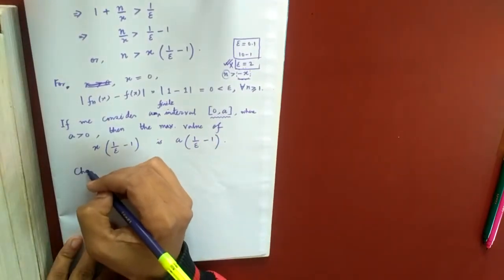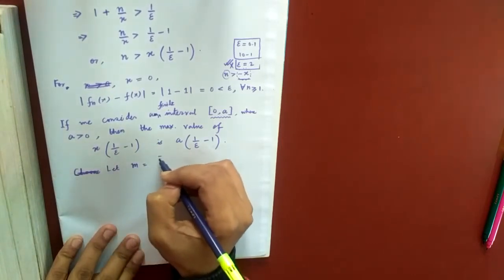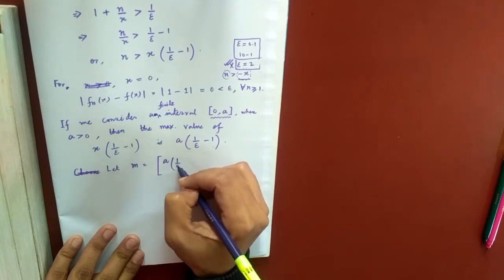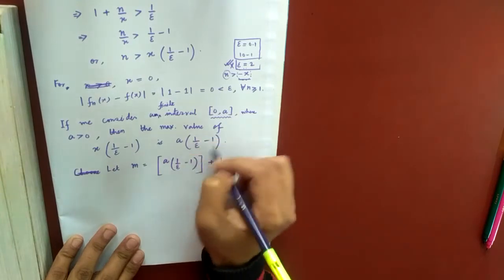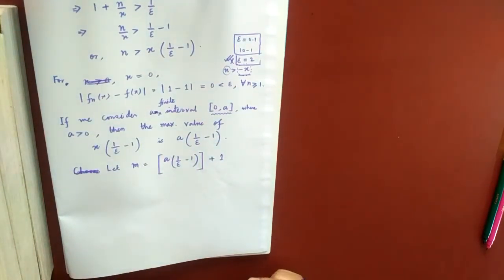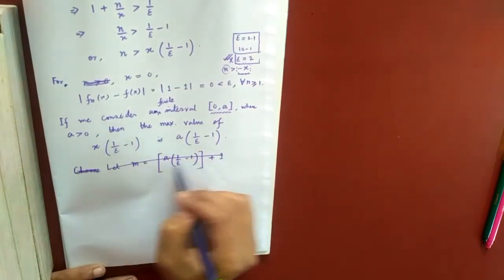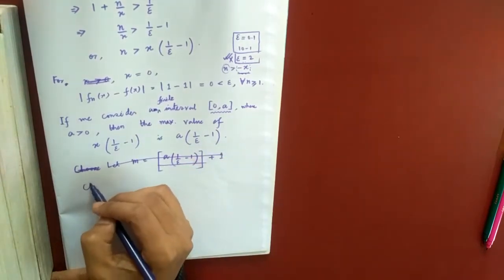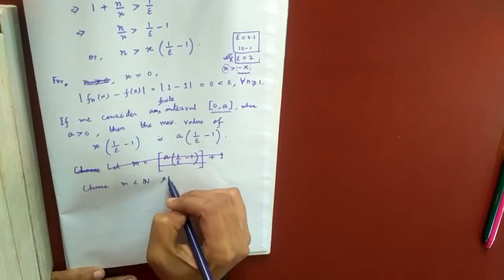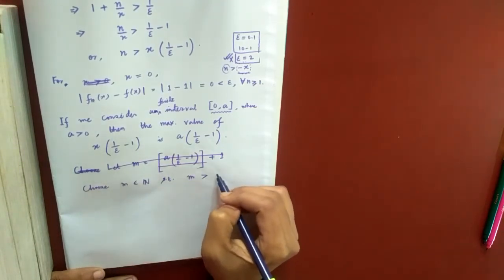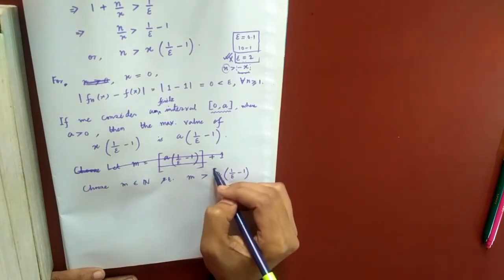So choose, or let me write, let m be the box of this number plus 1. So that makes m an integer or natural number, because this is positive. Choose m. No, writing this will be wrong because in some cases this may be negative. So choose m belonging to N such that m is greater than this quantity, right? m is greater than this quantity.